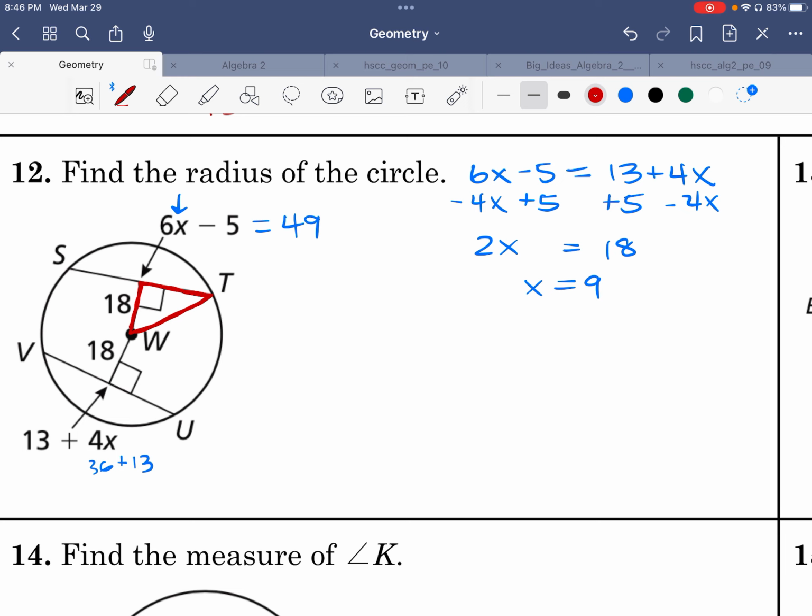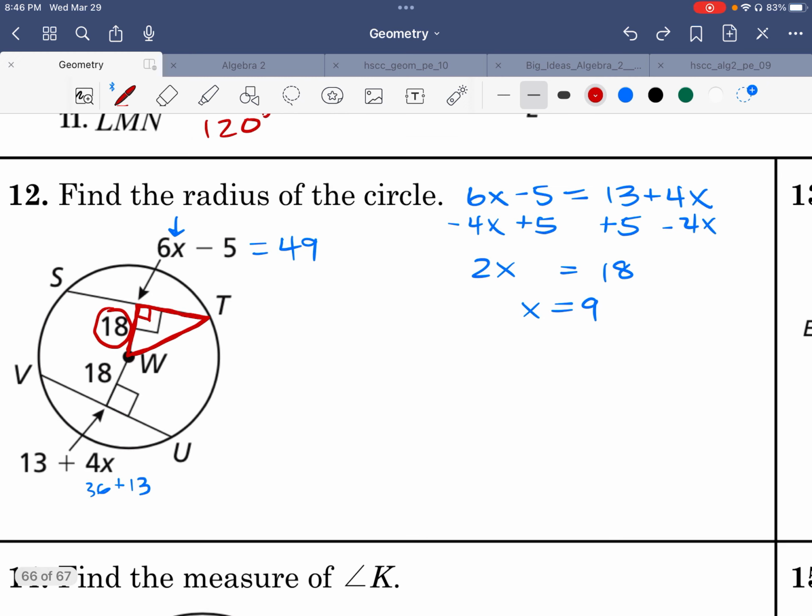So I know that one side of the right triangle is 18. I know the other leg of the right triangle is 49. Well, we know it's not 49. That's the whole chord. We actually know it's half of 49. So we're going to take half of 49, which is ugly. It's going to be 24.5. So we're going to say that this side here is 24.5. Disgusting. That means we're probably going to have to use a calculator.